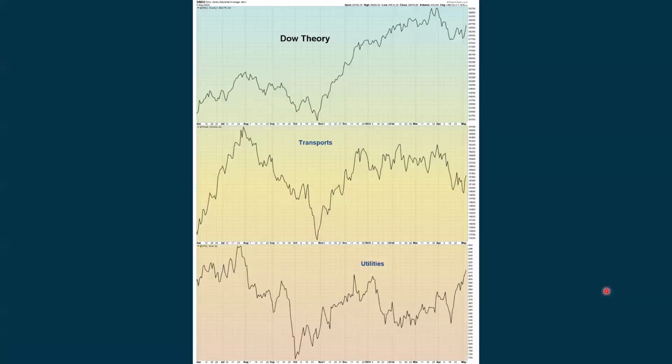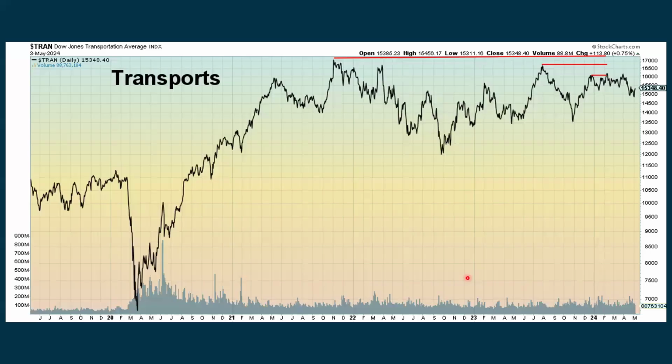Then we look at Dow theory where we have the Dow on top, and it recently set all-time highs. You can see the transports, they're really lagging. They were going sideways at best and even then declining and not really bouncing back yet. We want to see the transports doing better. That would really help the overall market condition. The utilities have been chopping sideways, but lately have been really showing some improvement.